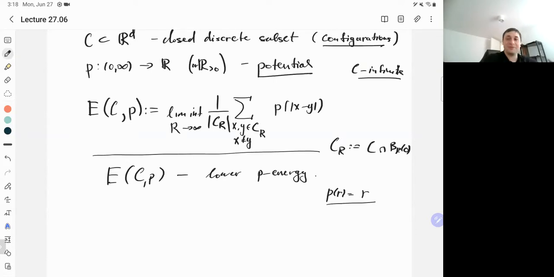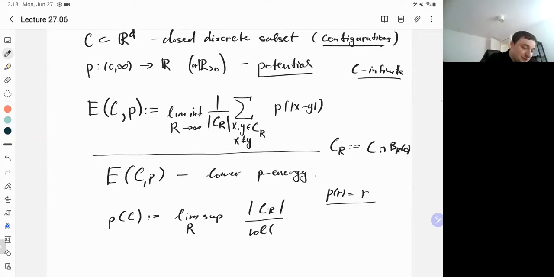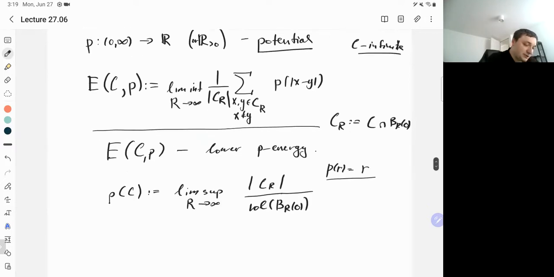So we want some analog of the number of points in the compact case, and in this setting it's given by the density. The density is the upper limit of the truncated configurations normalized by the volume of the balls that we're truncating with, again as R goes to infinity. This quantity rho of C is just the average number of points per unit volume.